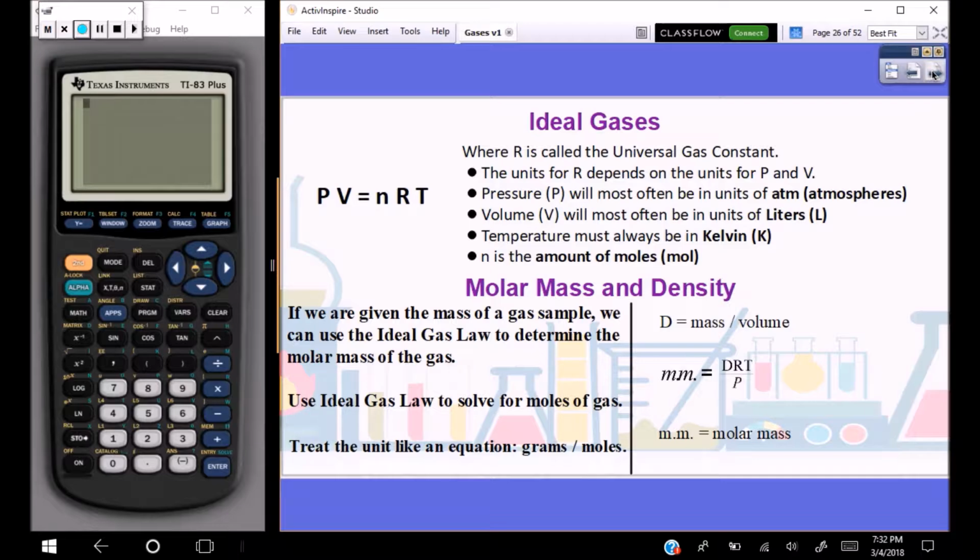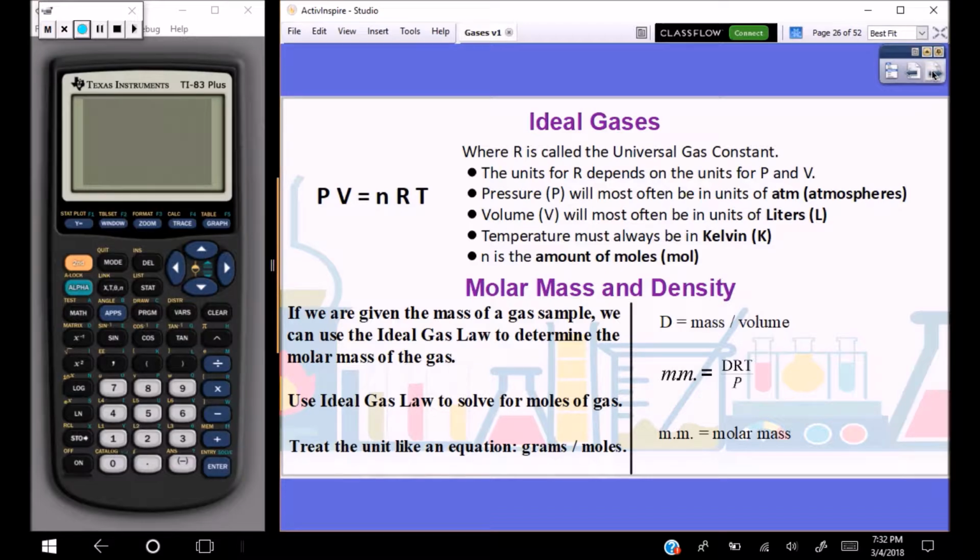We also know there's an application to this. You might have seen this way back in the summer work, or in that first unit when we were dealing with empirical formula. If we're given the mass of a sample, we can use the ideal gas law to determine the molar mass of the gas. So for instance, if we have the ideal gas law, we can first solve for moles. And then we can treat the unit for molar mass. We know the unit for molar mass is grams per mole. We can treat that like an equation.